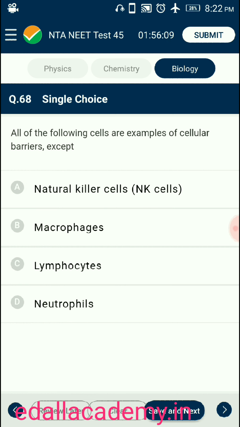Question number 68. All of the following cells are examples of cellular barriers except? Cellular barriers of innate immunity include neutrophils, monocytes, macrophages, and natural killer cells. The specialized lymphocytes such as T cells and B cells come under specific or acquired immunity. So the answer for this question is option C, lymphocytes.